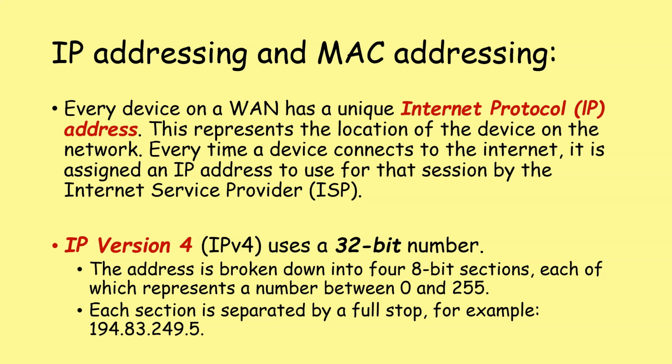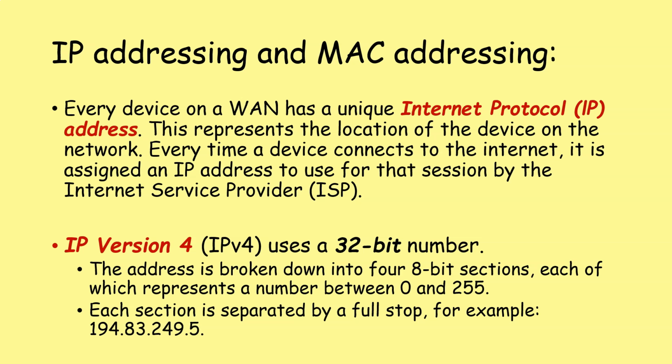The version that we've mostly been using is IP version 4, IPv4. This uses a 32-bit number to address each packet of data. The address is broken down into 4 8-bit sections, each of which represents a number between 0 and 255, and each section is separated by a full stop. For example, 194.83.249.5.